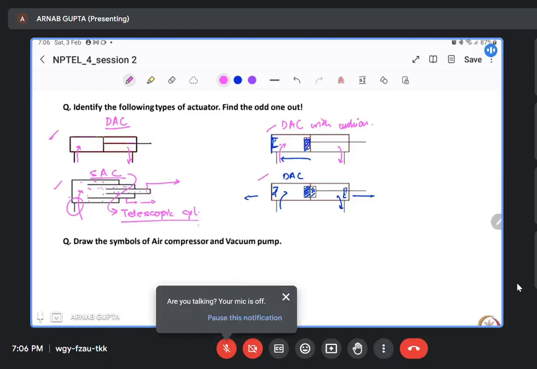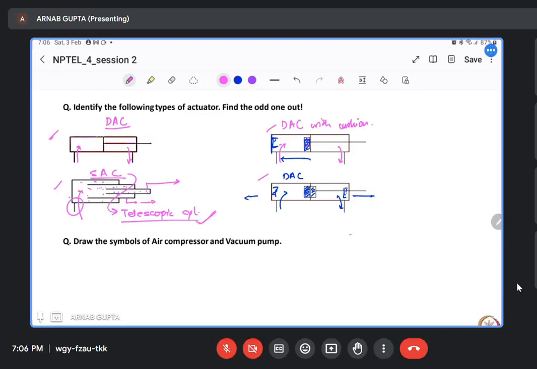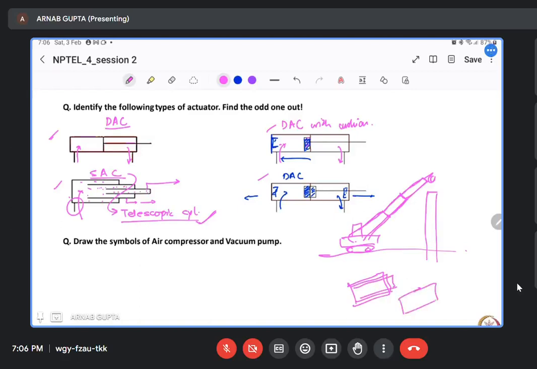This type of actuator you might have seen in cranes, long utility cranes, where they want to keep something at a larger height from the ground. In that case, they have a telescopic system here. So the normal retracted position will look like this, and at the extended position, it will look like this.